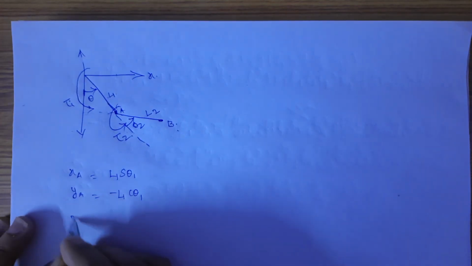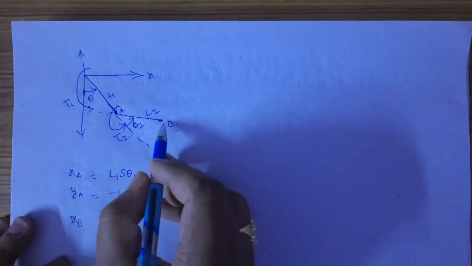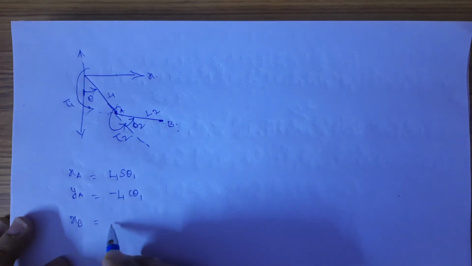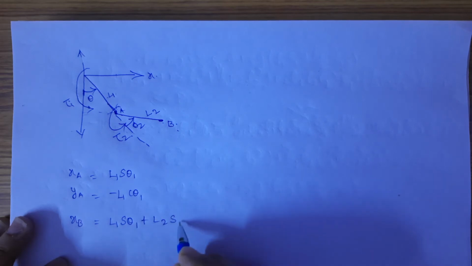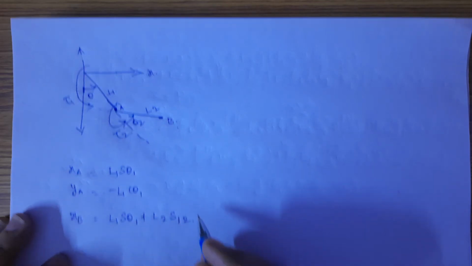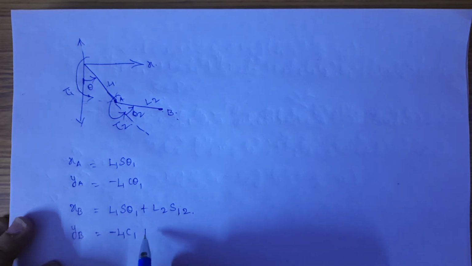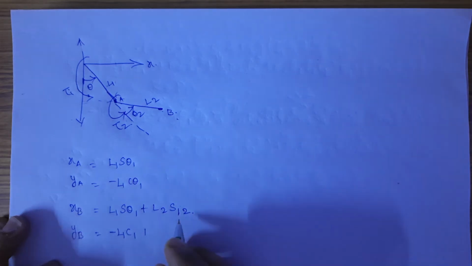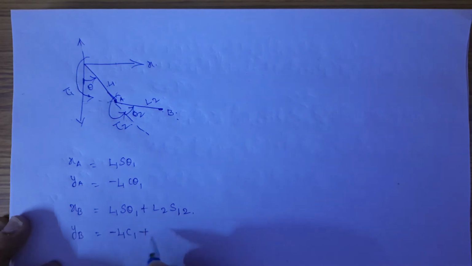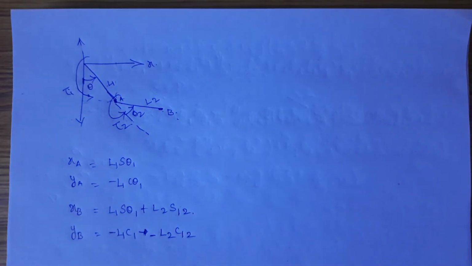Okay, so next, the coordinates with respect to point B: you will be getting x B as L1 sin theta 1 plus L2 sin of theta 1 plus theta 2. Okay, so next y B: minus L1 cos theta 1, minus L2 cos of theta 1 plus theta 2. Okay, so these are the coordinates of point A and point B.